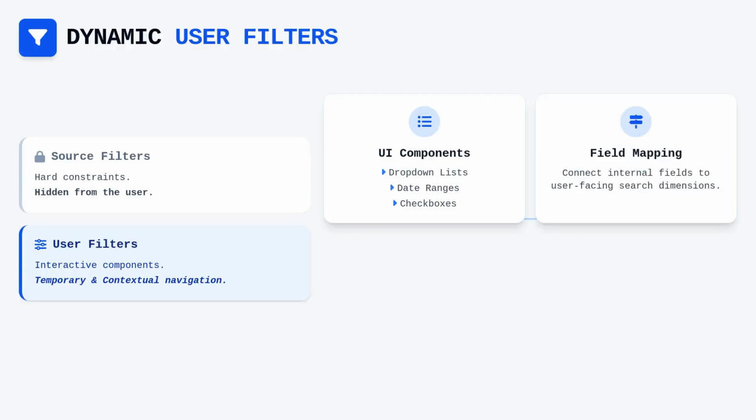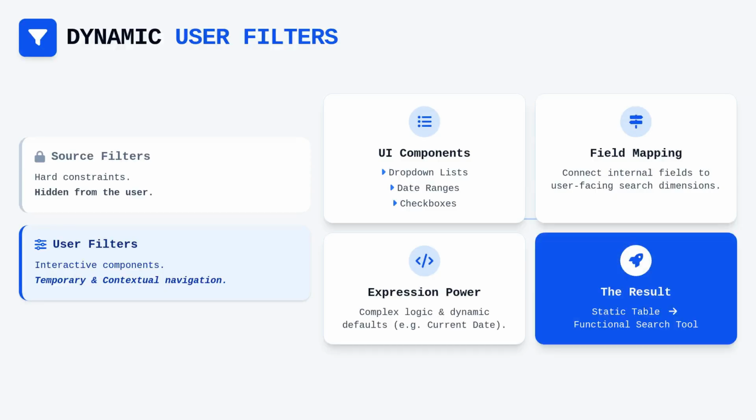When you configure these, you map specific internal fields to the filter input, enabling the user to search by status, date created, or any other relevant dimension. It is important to note that these filters use expression power behind the scenes, which allows for complex logic, such as defaulting a filter value to the current date or filtering based on multiple related fields. This flexibility transforms the record list from a static table into a powerful, functional search tool.